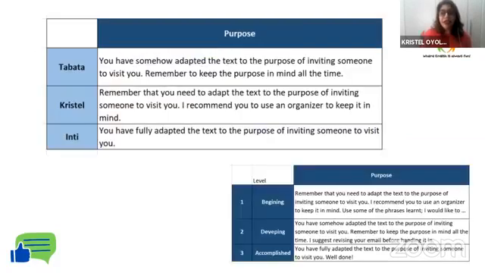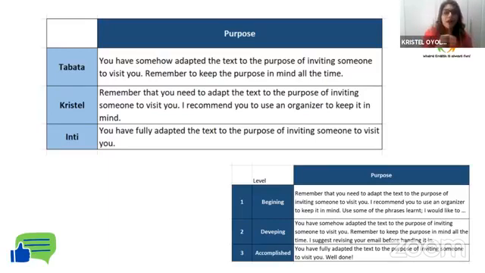For example, here I have this. This is my purpose. And for example, I have Tabata, who is the student who wrote the paragraph in the Carrera Pública Magisterial exam, right? So here we have Tabata. For me, Tabata is number 2, developing, yes? Because she finally invites someone to her New Year's Eve party, which is fine. But there are some parts that are not quite clear, right?